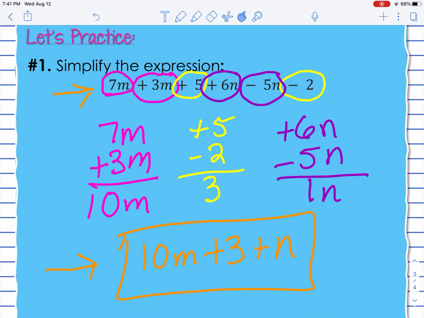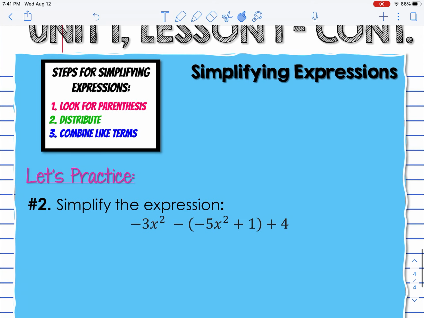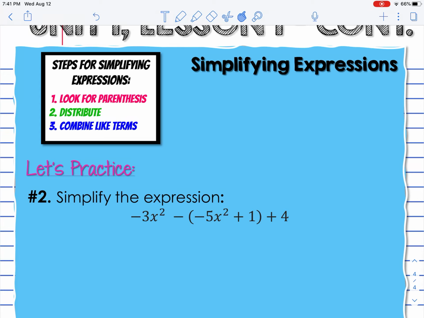Okay, next example. Let's keep going. So we're still going to use our steps. The first thing it says to do is, hey, look for parentheses. Do we have any down here? Ooh, yes, I see parentheses. Okay, what do parentheses mean?